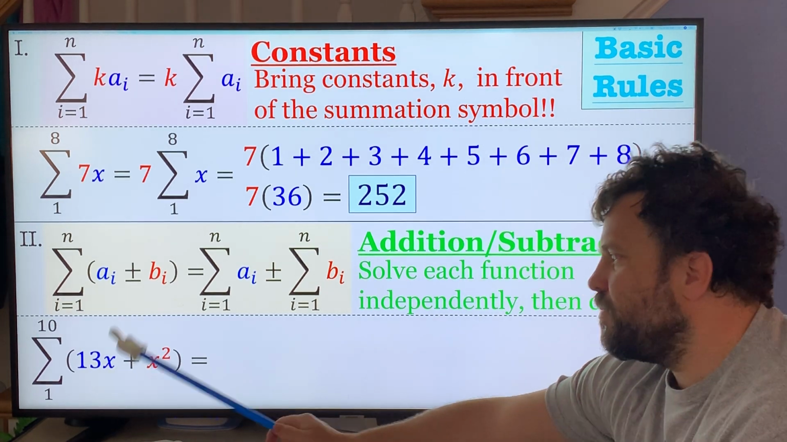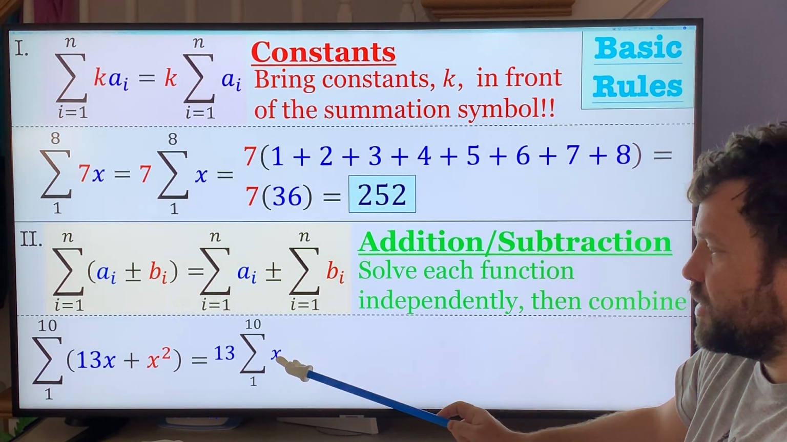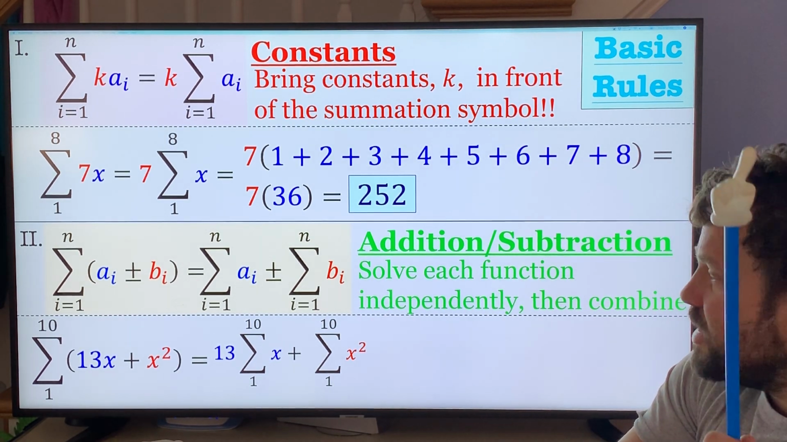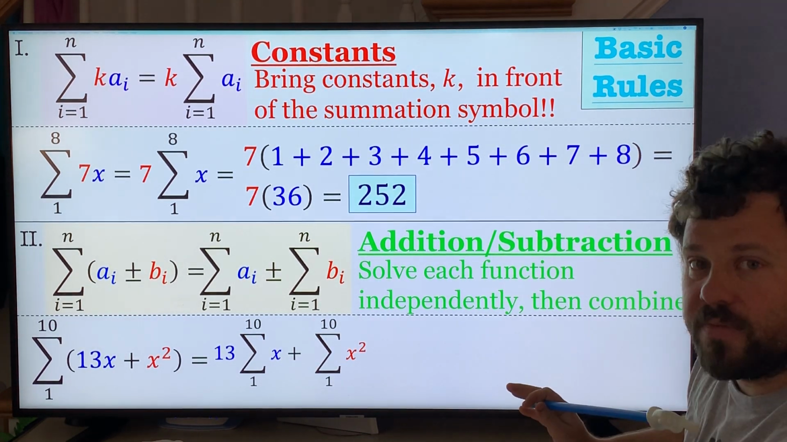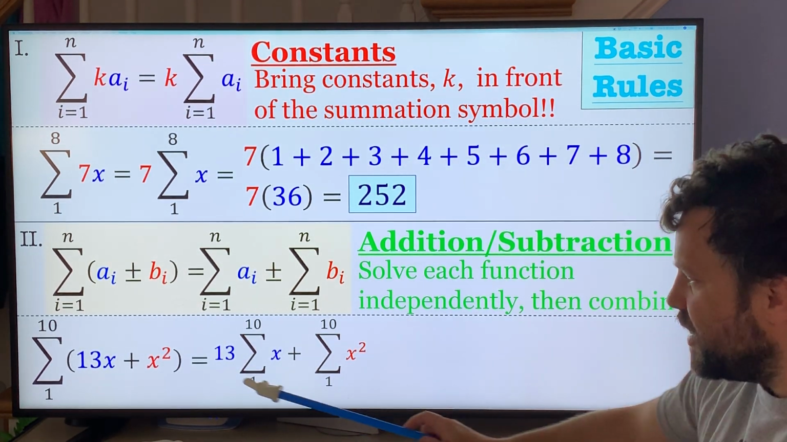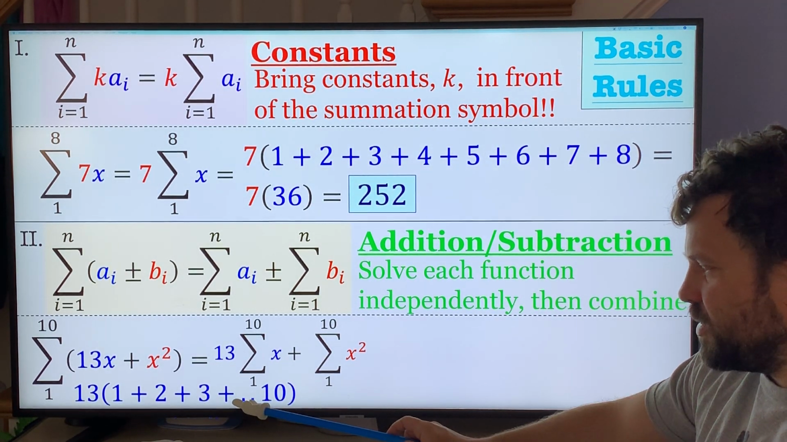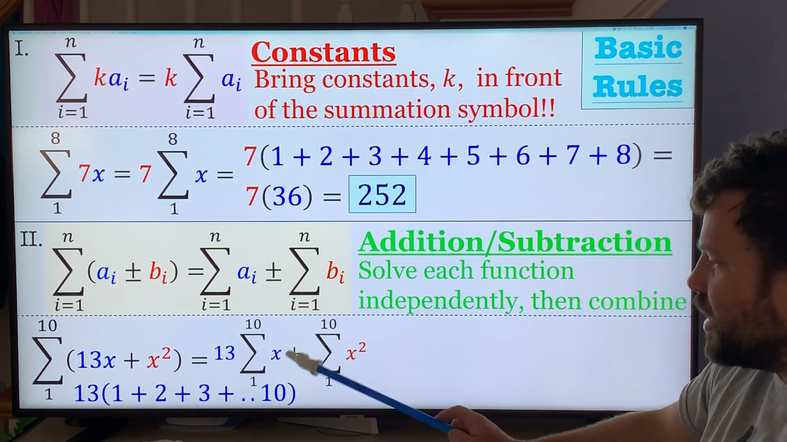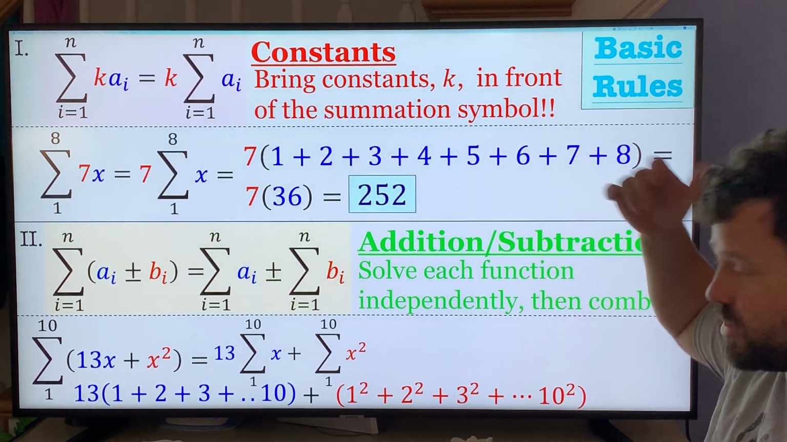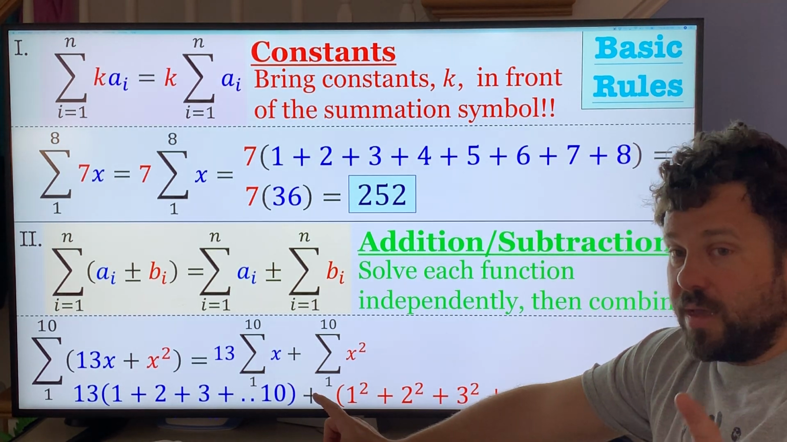I treat this as the sum, and once again I'm pulling my constant forward, of 13 from 1 to 10 of x, plus the sum of 1 to 10 of x squared. This is going to be useful very soon when I actually give you formulas to follow these sums too, and you don't have to write everything out. But right now, since you don't know those formulas and we had to write them out, this would be 13 times 1 plus 2 plus 3 all the way to 10. All right, that means 4, 5, 6, 7, 8, 9 to 10. Plus 1 squared, 2 squared, 3 squared, 4 squared, 5 squared, 6 squared, 7 squared, 8 squared, 9 squared, 10 squared. You'd have to add all these together because we don't know the formulas yet, but we will know them in 20 minutes.